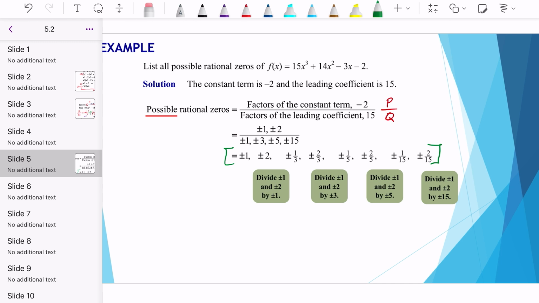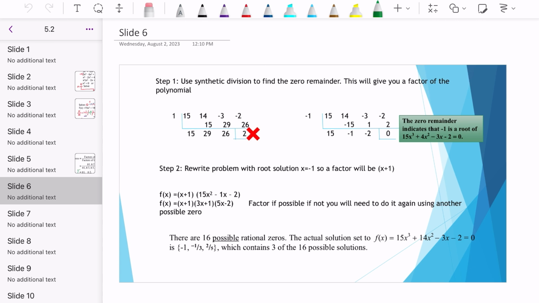And we continue on with the process in slide 6. Notice here, they go on to show you that you will do the synthetic division for each one in order to find the 0. Notice our positive 1 gives us a remainder of 24, which means this cannot work. Once we tried the negative 1, we ended up with a remainder of 0, which means that negative 1 is a factor of the problem.